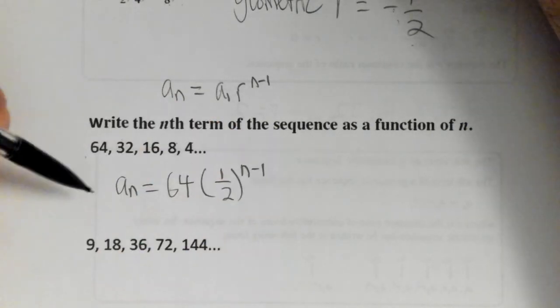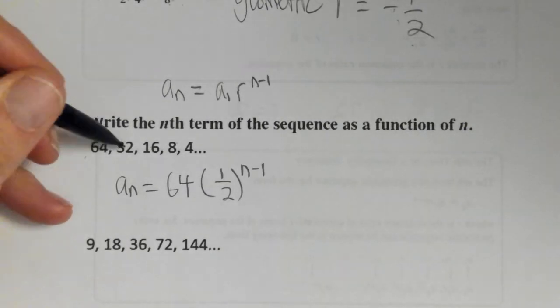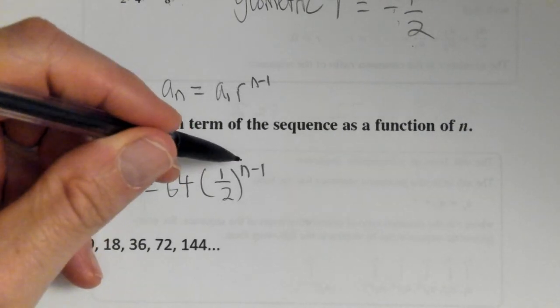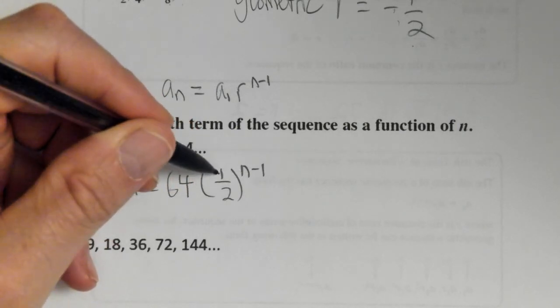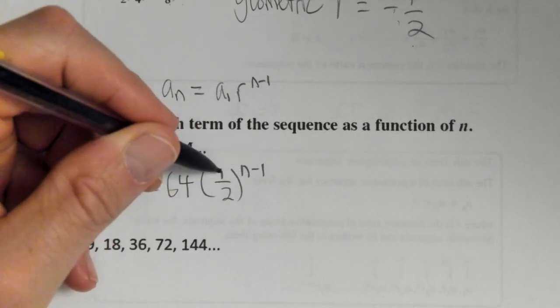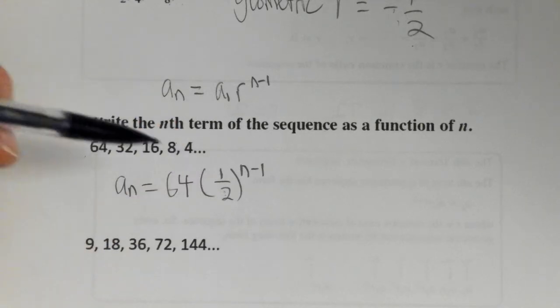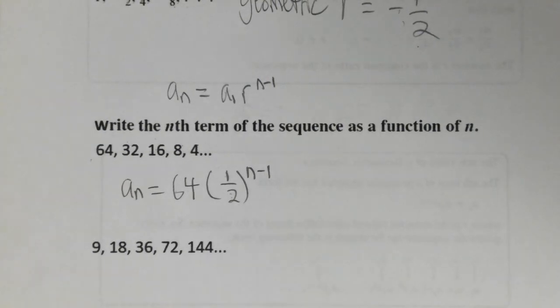Okay? So in other words, if I want the third term, I can plug in a 3 here. 3 minus 1 is 2. Alright? 1/2 squared is 1/2 times 1/2, which is 1/4. And then 1/4 of 64 is 16, and I get the right term. All right, so that just verifies that I do have the right formula. Okay. What about the next one?